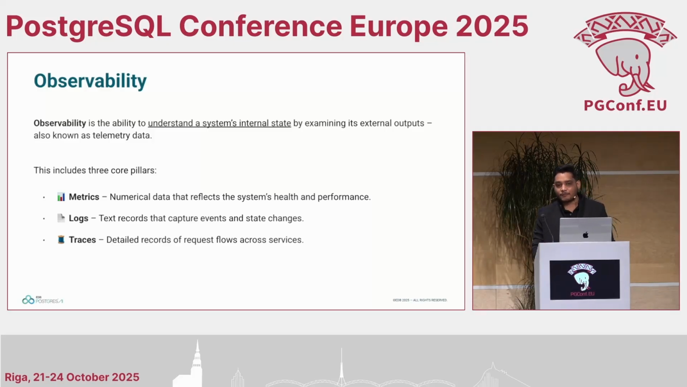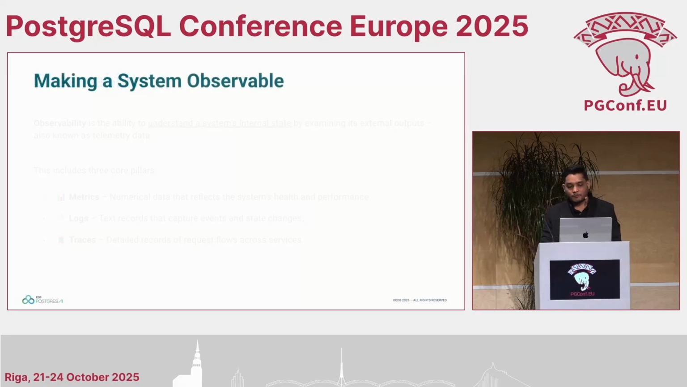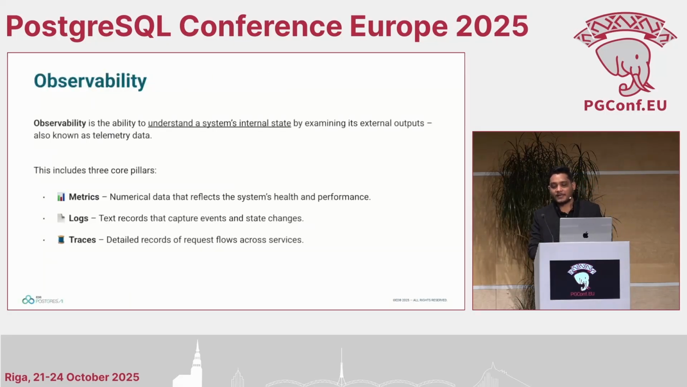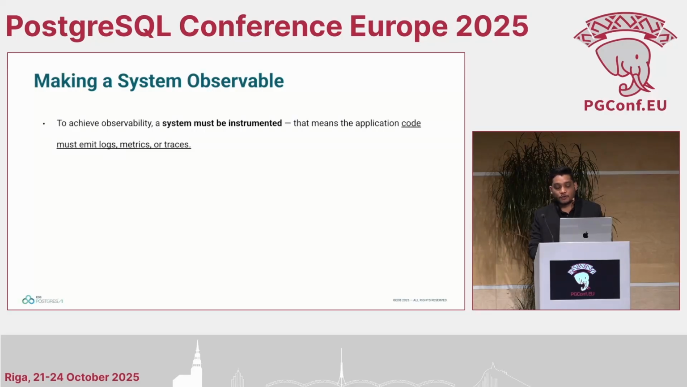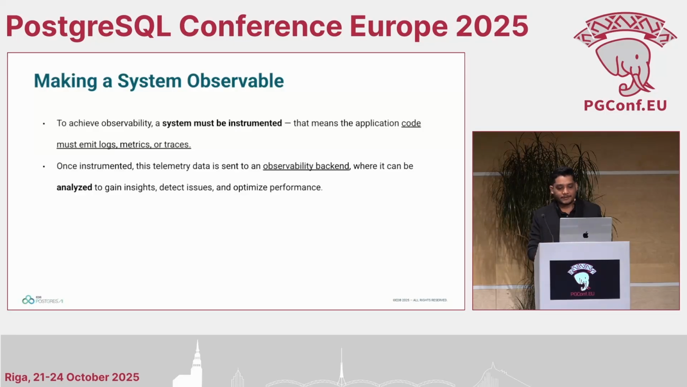So for that, we have these traces. But right now, for this conference, I'm going to focus mostly on the metrics and the logs, because that's what we have with Postgres at the moment. So first of all, to achieve observability, we need to make our system observable. In the case of an application, we need to instrument the application in a way that it emits telemetry data. Telemetry data are again the same: the logs, metrics, or traces.